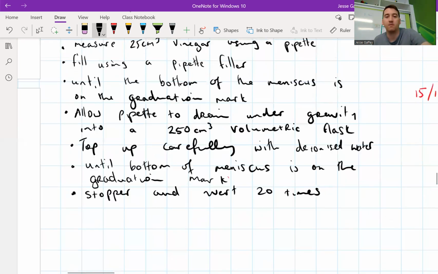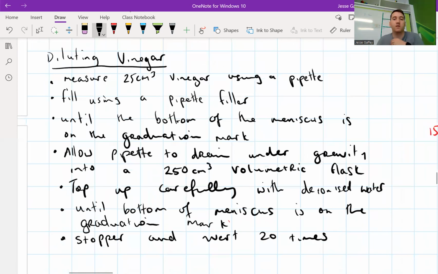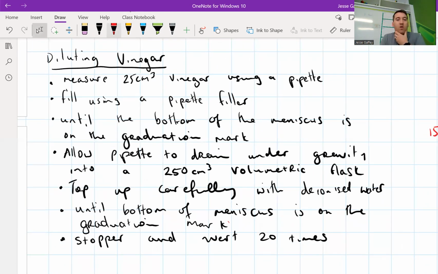This is my answer, which would get you all of the marks. I have a heading here, just what we're doing: diluting vinegar.